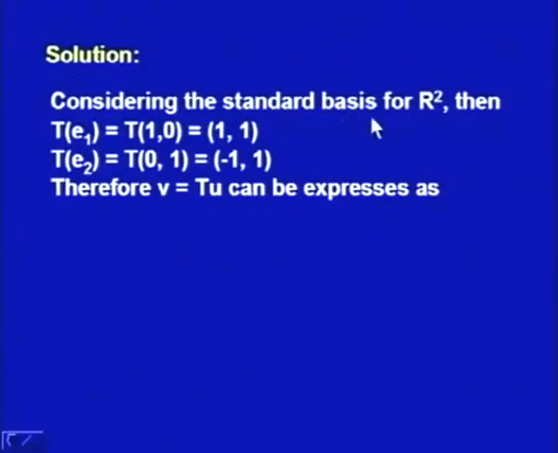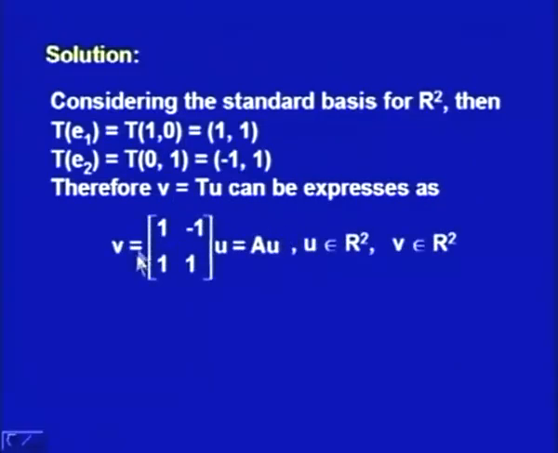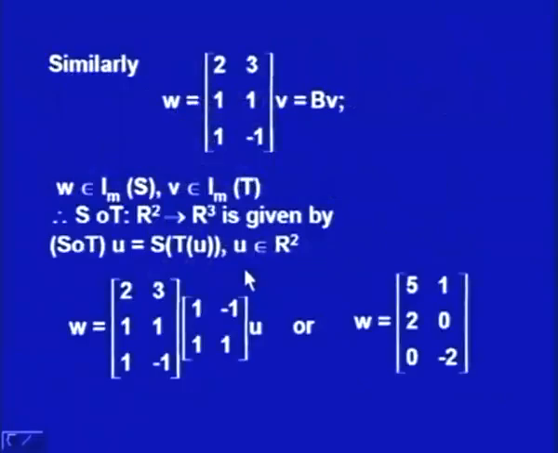We start with the standard basis for R2. Then T of e1 is equal to T of (1, 0), which is (1, 1), and T of e2 is equal to T of (0, 1), which is (minus 1, 1), according to the definition given to us. Therefore, V equal to Tu can be expressed as this matrix A, with first column (1, 1) and the second column, the image of the second vector, (minus 1, 1). So, this is the matrix representation for the given transformation.